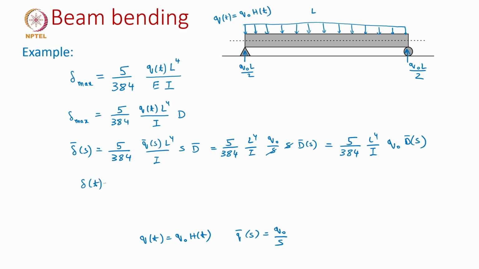Delta of t is 5 by 384 L power 4 by I Q naught times D of t. So, this will be the final expression for the viscoelastic deflection which changes with time. Here we see that it changes proportional to the compliance D.